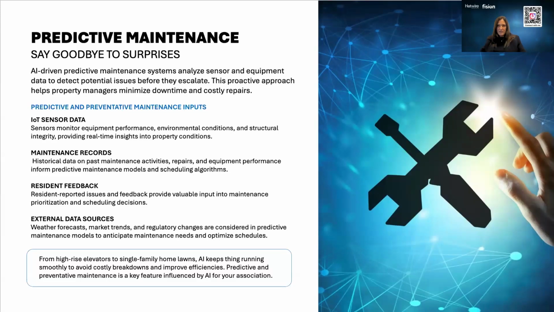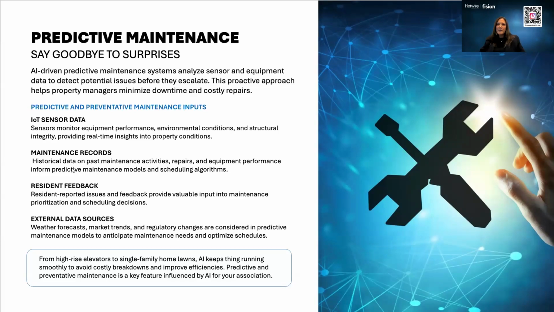Well, AI-driven predictive maintenance systems will analyze, and you can install sensors on all your equipment, and you can protect your equipment from any type of potential issues before they escalate. So this is being proactive, and it's going to help you as a property manager minimize your downtime and any costly repairs. So there's IoT, Internet of Things sensor data, and those sensors can be installed to monitor equipment performance, environmental conditions, and any structural integrity issues, providing real-time insights into property conditions.